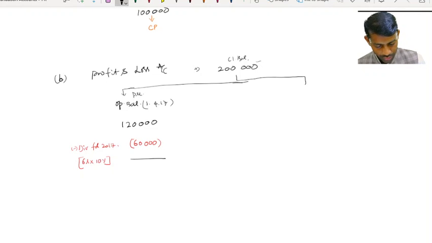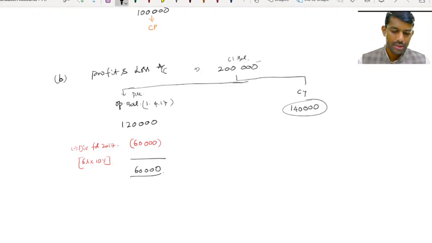Therefore, how much would have been their opening balance? 60,000. So 2 lakh minus 60,000. That means how much is the current year? 1,40,000 would have been the current year balance. Since control is acquired at the beginning of the year, this 1,40,000 is completely post-acquisition, the current year. So this is my capital profit, and this is my revenue profit.